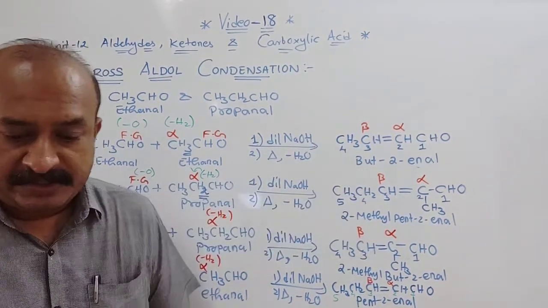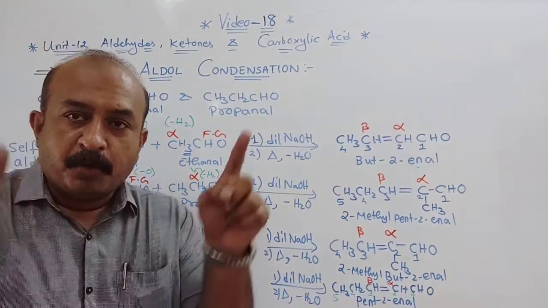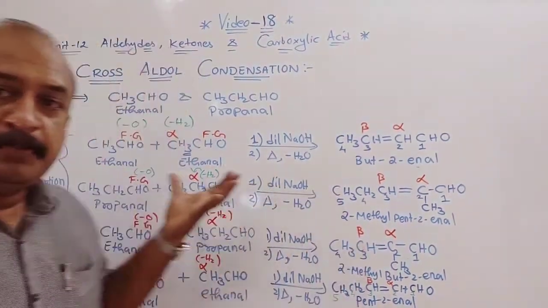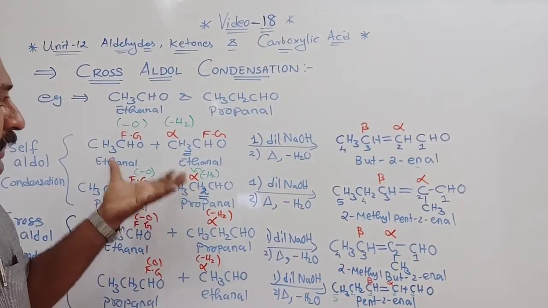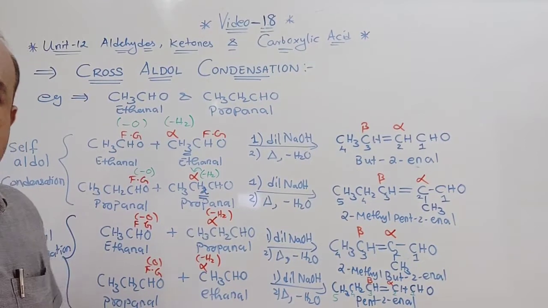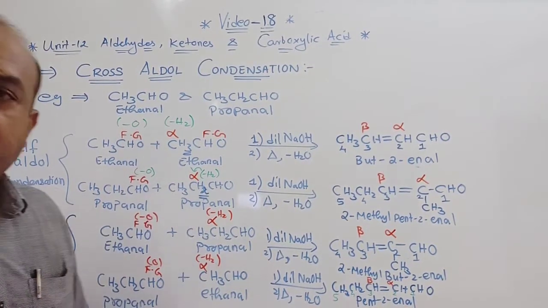Now this is the part given in your textbook with a board shape and a line drawn. But I think this is the simplest way to understand cross aldol condensation. Understood this part? So this was all about cross aldol condensation.